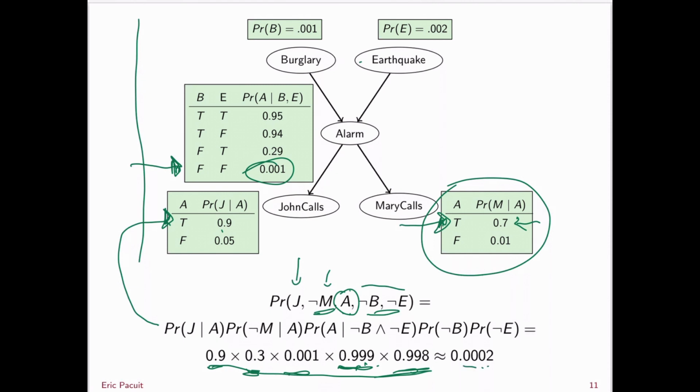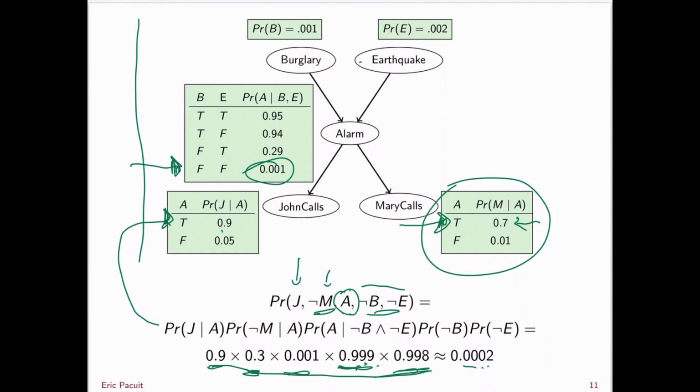So this is a very low probability that, if you get this call from John, it's true that John called, Mary didn't call, the alarm is going off, but it's going off for no reason. So you should infer that, given a call from John, most likely the alarm is going off, and it's going off for a reason. Either there's an earthquake or somebody's breaking into my house.